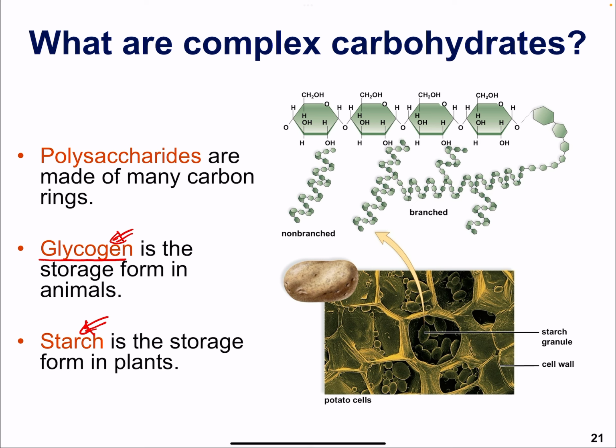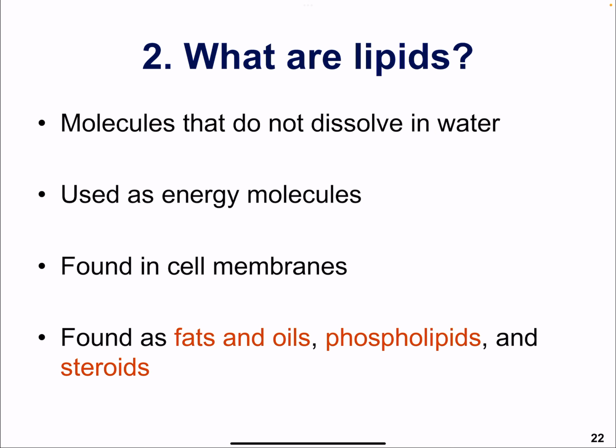Now there is another example of a polysaccharide I want you to remember, it's cellulose. Cellulose is found as a structural component of the plant cell wall. I want you to remember that. Cellulose is a polysaccharide. Now let's take a look at lipids.